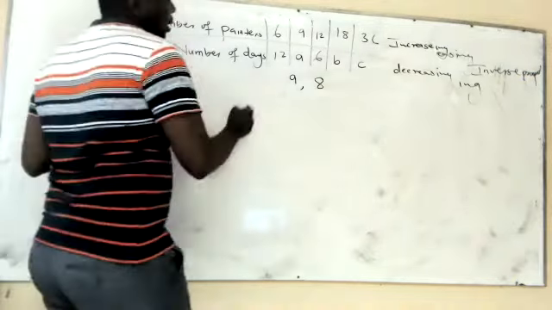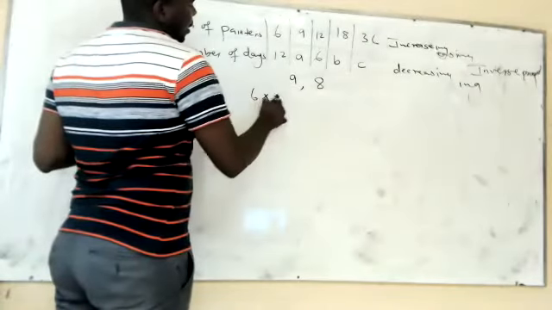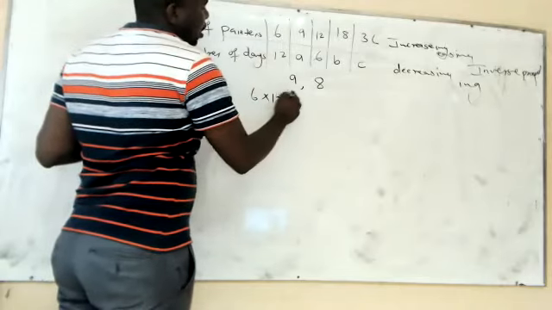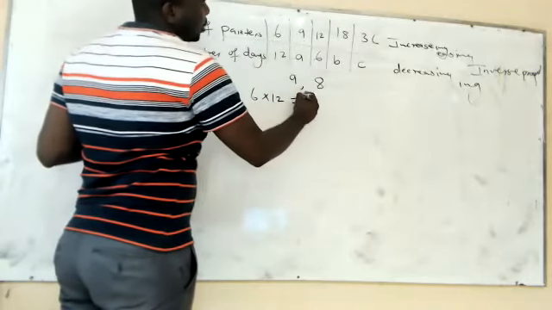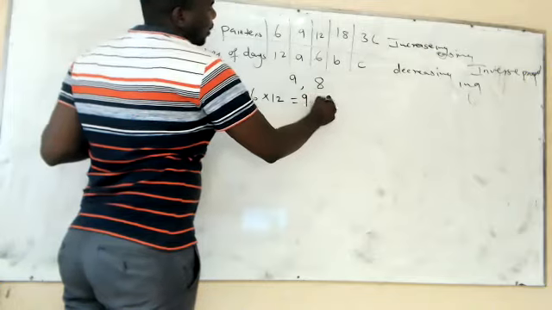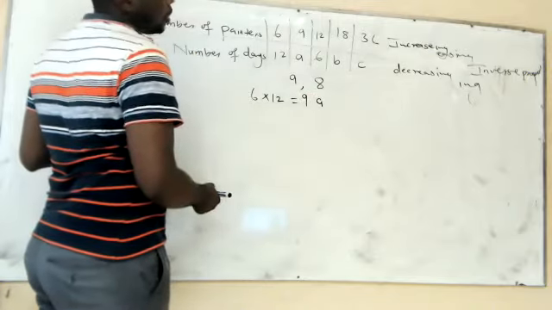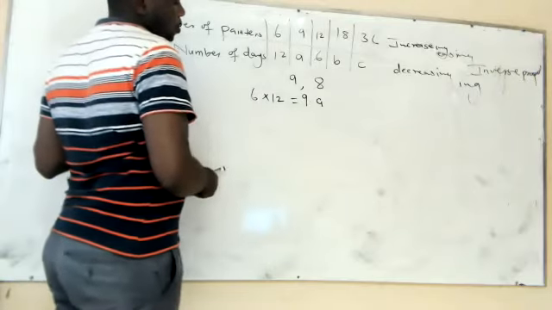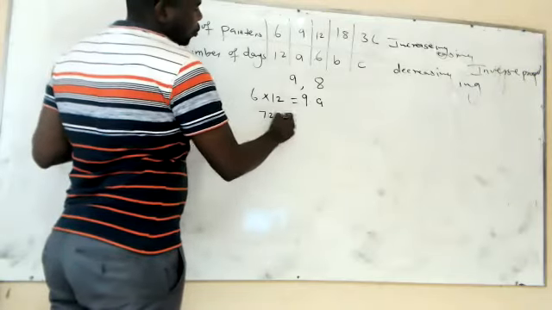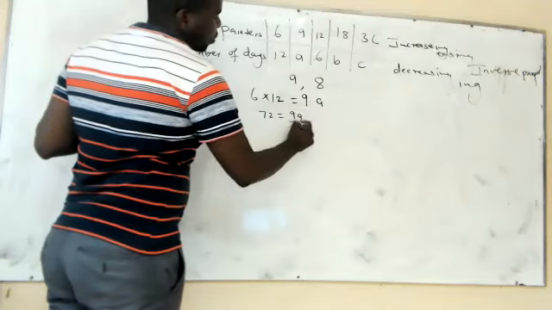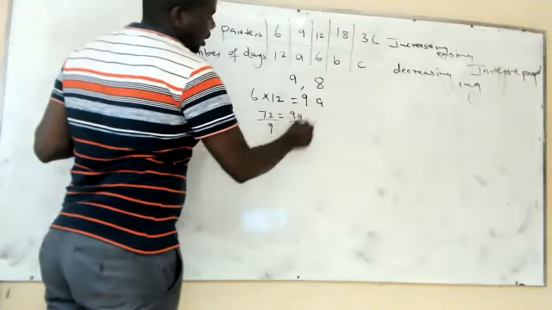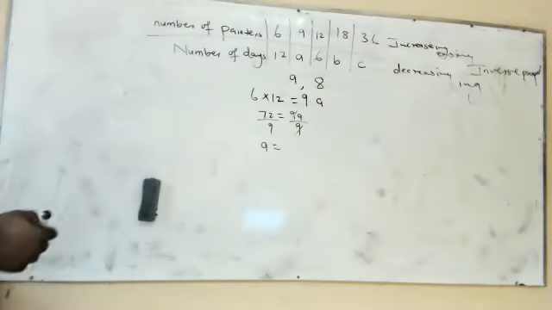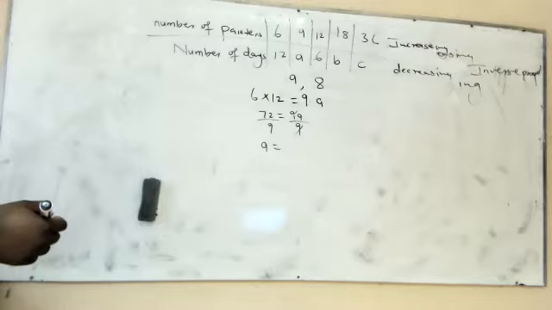So as I've said on the last question, we need to multiply these values which are given, 6 and 12, and then we equate with the product of 9 and A. So what is 6 times 12? 72. It is 72, which is equal to 9A. And then we divide both sides by 9, so that 9 and 9 cancel each other. What is 72 divided by 9? 8. It's 8.